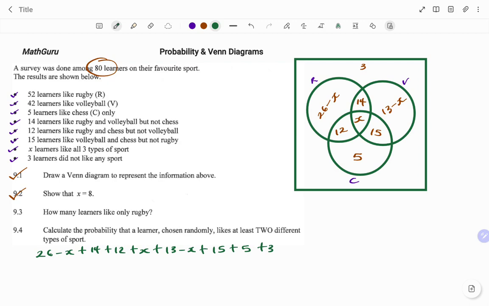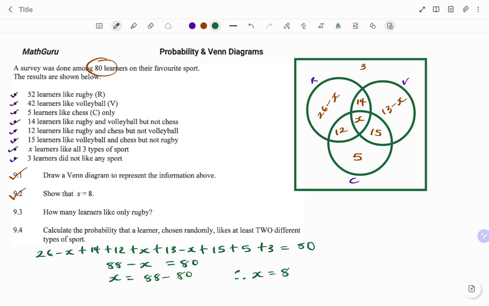plus 3. You have to make sure that you've included all the numbers in my Venn diagram, including those outside the rings. That's the 3 people that are not taking any sport. Then I equate them to the total sample space, that's 80 learners. If I simplify, I have 80 plus 8, that's 88, minus x equals to 80. And to find x equals 88 minus 80. Therefore, the value of x, as shown, is equal to 8. So I've been able to show that x is 8.